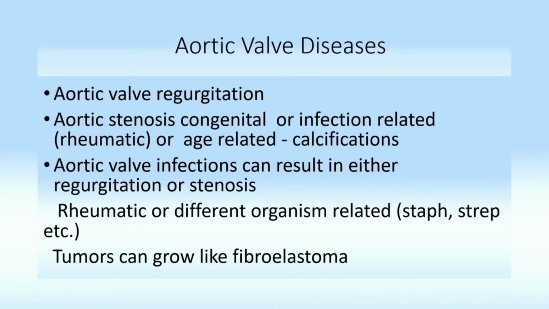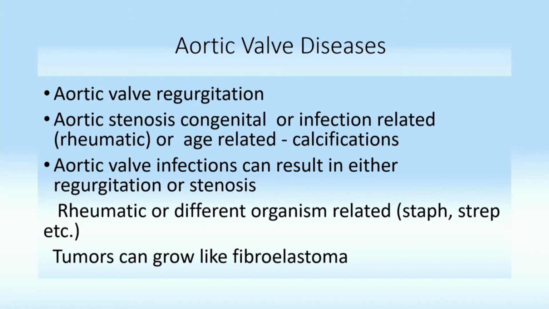Now, the aortic valve diseases, we heard a lot about them already. You know, the aortic valve regurgitation, the aortic stenosis, which is congenital or infection-related. We already saw the vegetations there. The aortic valve infections can result in either the regurgitation, and rarely, but I've seen it, aortic stenosis itself.